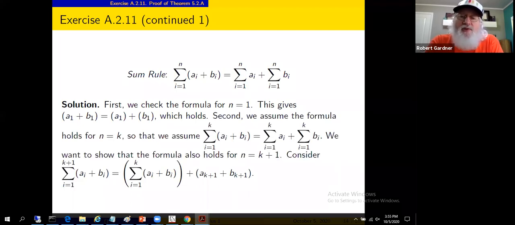Next, suppose the result holds for n equals k. So I just run through this formula and replace all the n's with k's, and they're just the upper bound on the summation. So we get k's on top. We'll take a sum from 1 to k plus 1. That'll give us a sum from 1 to k plus the new term. Here's the new term, as we've been doing.